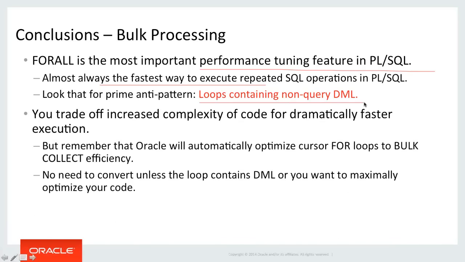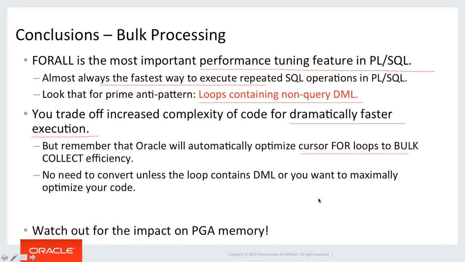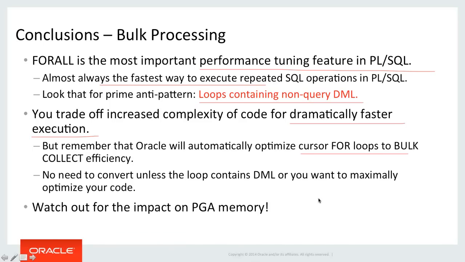But when you implement this feature, you've got to do it very carefully. You're going to trade off significant increases in complexity of code for that dramatically faster execution. So number 1, don't do it if you don't need to do it. If you've got a cursor FOR loop with no DML, leave it in place. If you've got the DML in place, analyze your code. Make sure that you understand all the aspects of how it works today, and make sure that you understand how to mimic that behavior in your bulk processing approach. And then you'll end up with a program that is significantly faster.